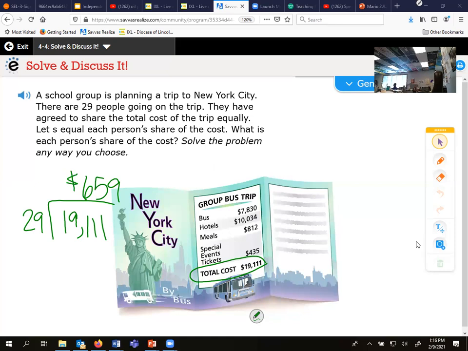It might not be. I don't know how many days they're going, but it sounds kind of like a boring trip because they're spending way more on the hotel and the bus than they are on like tickets to things, which makes me think they're just going to spend more time on the bus and in their rooms than like exploring New York. I could be wrong.